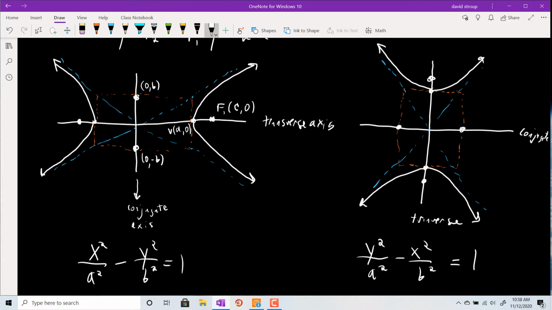And also the relationship between a, b, and c is different. That relationship will now be c squared equals a squared plus b squared. And so c can be found by taking the square root of the sum of a squared and b squared.